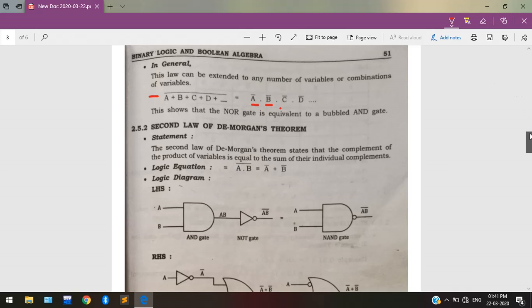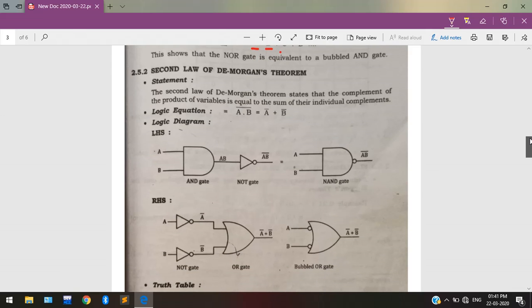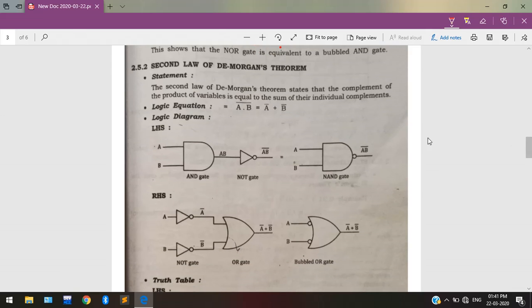Now students, we see about the second law of De Morgan's. In the second law, what happens is we have to simply change the sign on the LHS side. So instead of A plus B whole bar, we have to write A dot B whole bar. The second law of De Morgan's theorem states that the complement of product, here you see A dot B is the product, and complement means the bar is given on the top of that product.